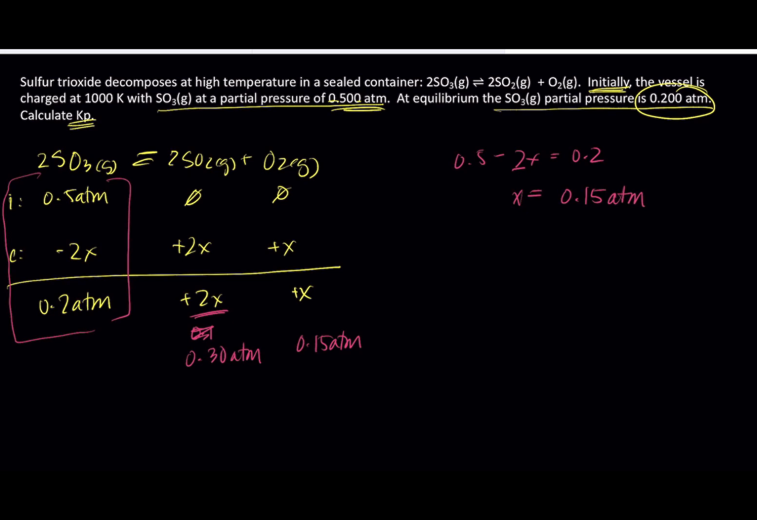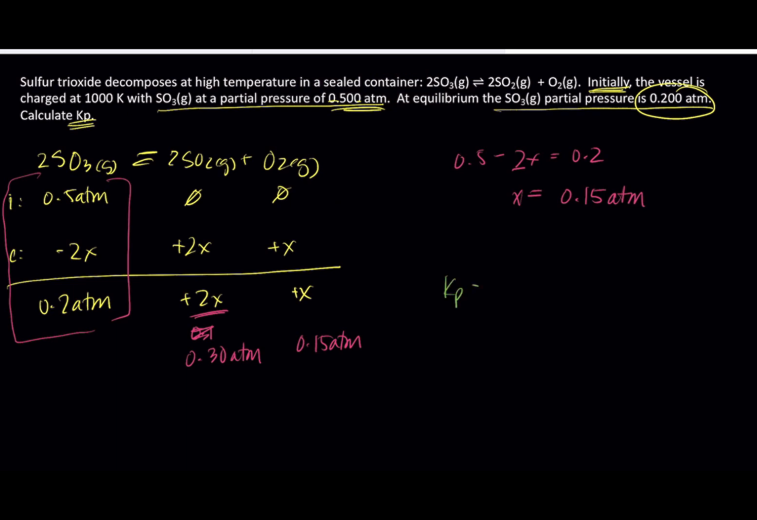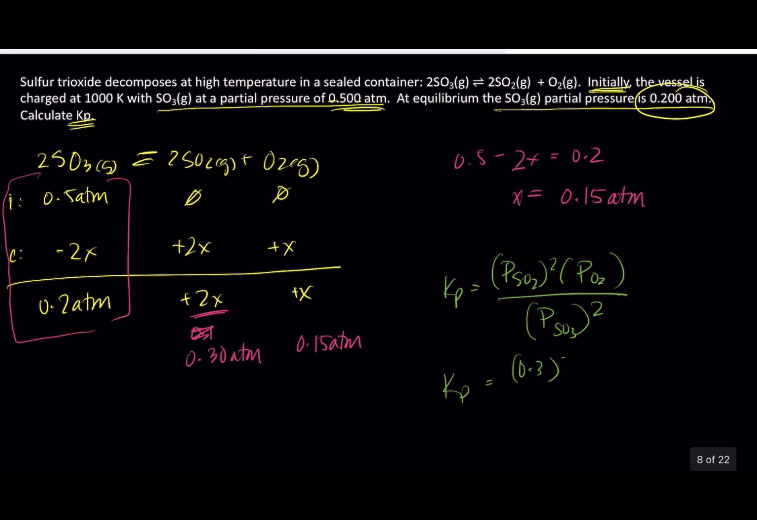And then I can take all of that and plug it into my Kp. Let's write down what the expression is. Kp is the partial pressure of SO2 squared, times the partial pressure of O2, over the partial pressure of SO3, also squared. And so we'll just plug in our pieces. Kp is equal to 0.3 squared times 0.15 over 0.2 squared, and solve for Kp.